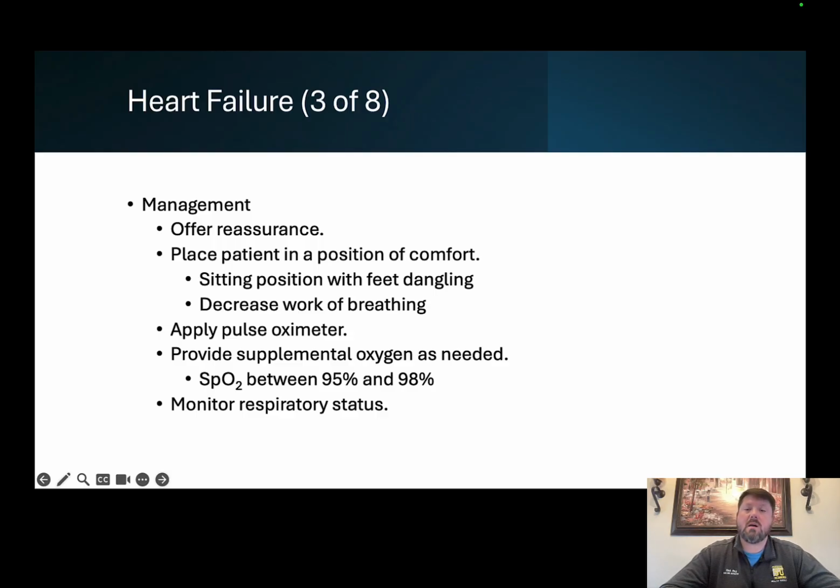Do not use non-invasive positive pressure ventilation when the patient has a compromised airway, altered mental status, risk of aspiration, pneumothorax, or systolic blood pressure of less than 90 millimeters of mercury. It may be necessary to use an advanced airway, although we want to try our best not to. Monitor the patient's respiratory status using waveform capnography.